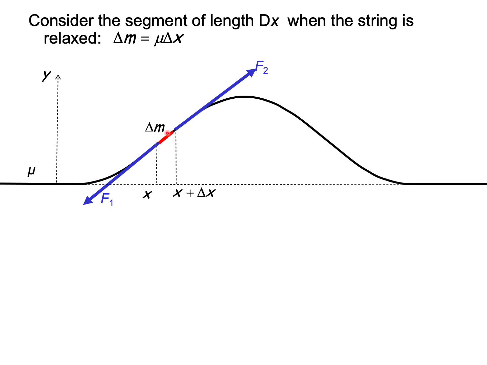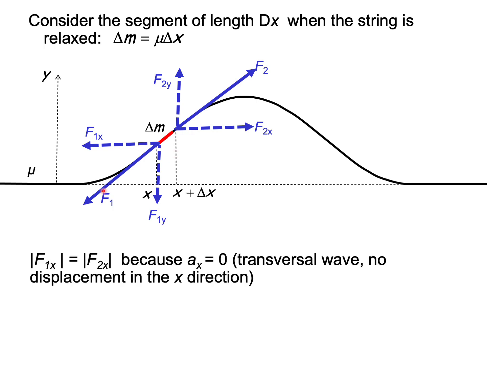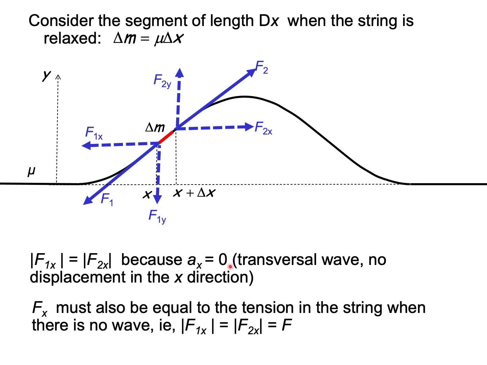We can take a look at this little segment of string, and we know that we've got forces. One force is pulling this way, one force is pulling this way. And we know that the x components have to balance out, since this little piece of string is only going up and down, not left and right. That means that F1 of x, the force at this point, equals F2 of x, the force at this point, because they must balance if there's no acceleration in this direction. a sub x is equal to 0. Furthermore, F of x must also be equal to the tension in the string when there is no wave at all. So F1 of x equals F2 of x equals F.